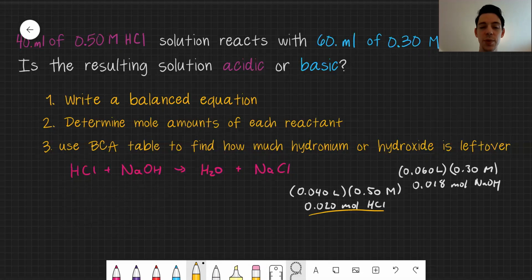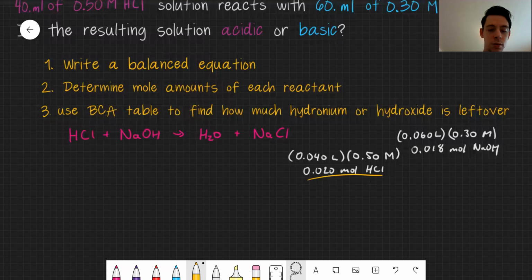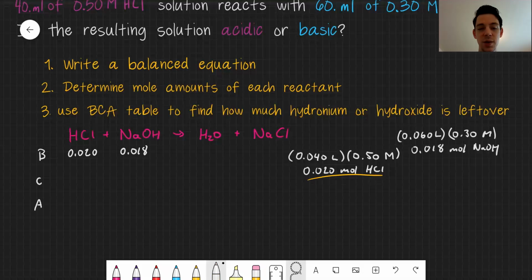So let's look at this in a BCA table. I like to write it right underneath our balanced equation. I'm not going to do anything with the products because they don't affect the pH. They're not acids or bases. I have 0.020 moles of HCl, 0.018 moles of NaOH. Remember, we put moles into a BCA table. That's why the second step required us to find the mole amounts of each reactant.